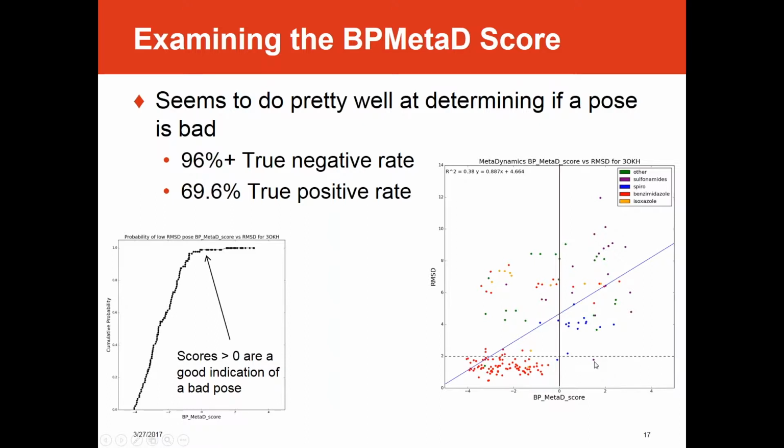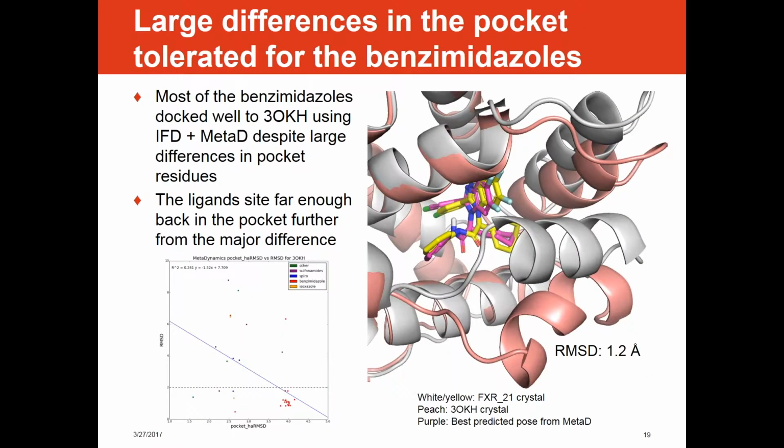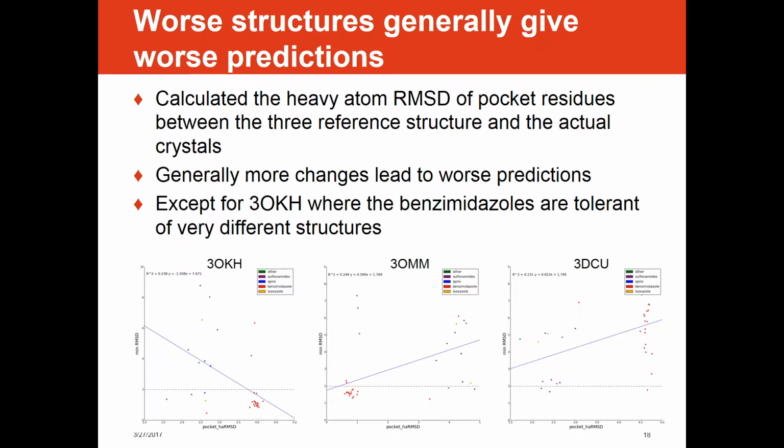There's only one error here in purple. So there is a 96% true negative rate: if it has a bad score, it is a bad pose, which is useful. The true positive rate of 69% is not as good, but still nice. Let's go through these very quickly.